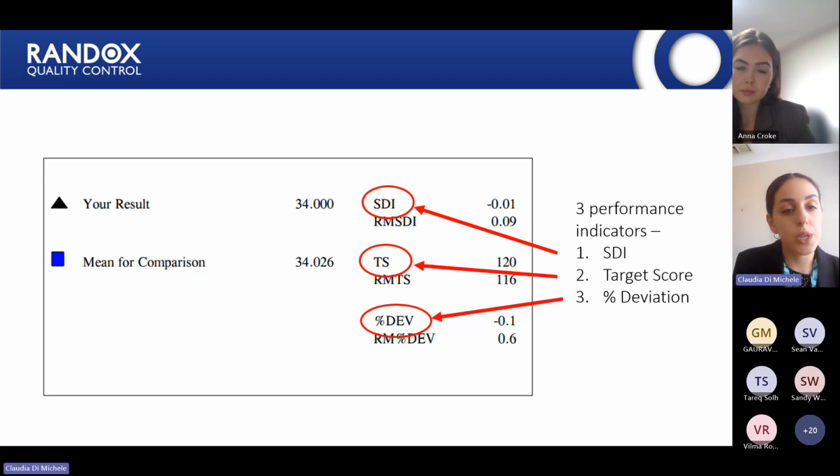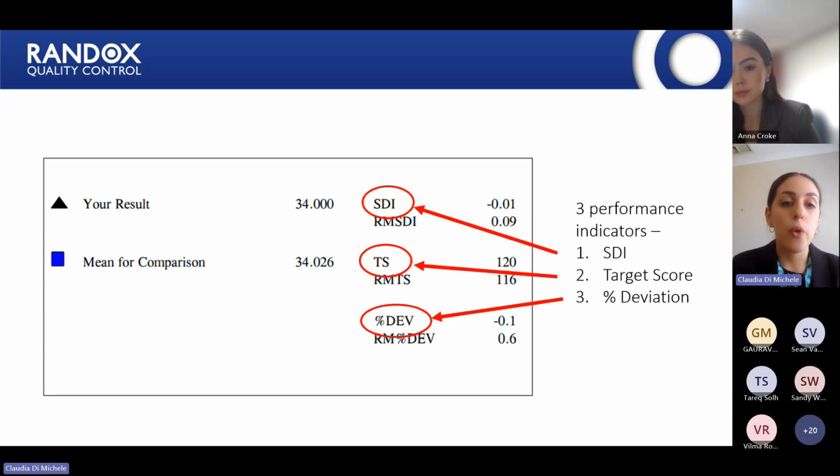Across to the right, you'll see our 3 performance indicators. The first one here is SDI. This is standard deviation index, and essentially it's telling us how many SDPAs, our adjusted standard deviations, does your lab's result deviate from the mean? And this assesses your accuracy to the group.